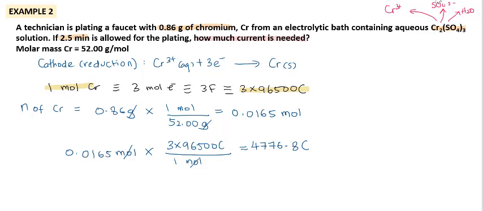4776.8 coulomb. By using the formula Q equals IT, we already got our Q, so substitute the value, equals I times time. The time here is 2.5 minutes. Don't forget to change it into seconds. So we will get the current needed equals 31.8 ampere. I think there's a problem with this question. Supposedly this should be 12.5 minutes, the time is too short. But it's okay, that's how you do it.